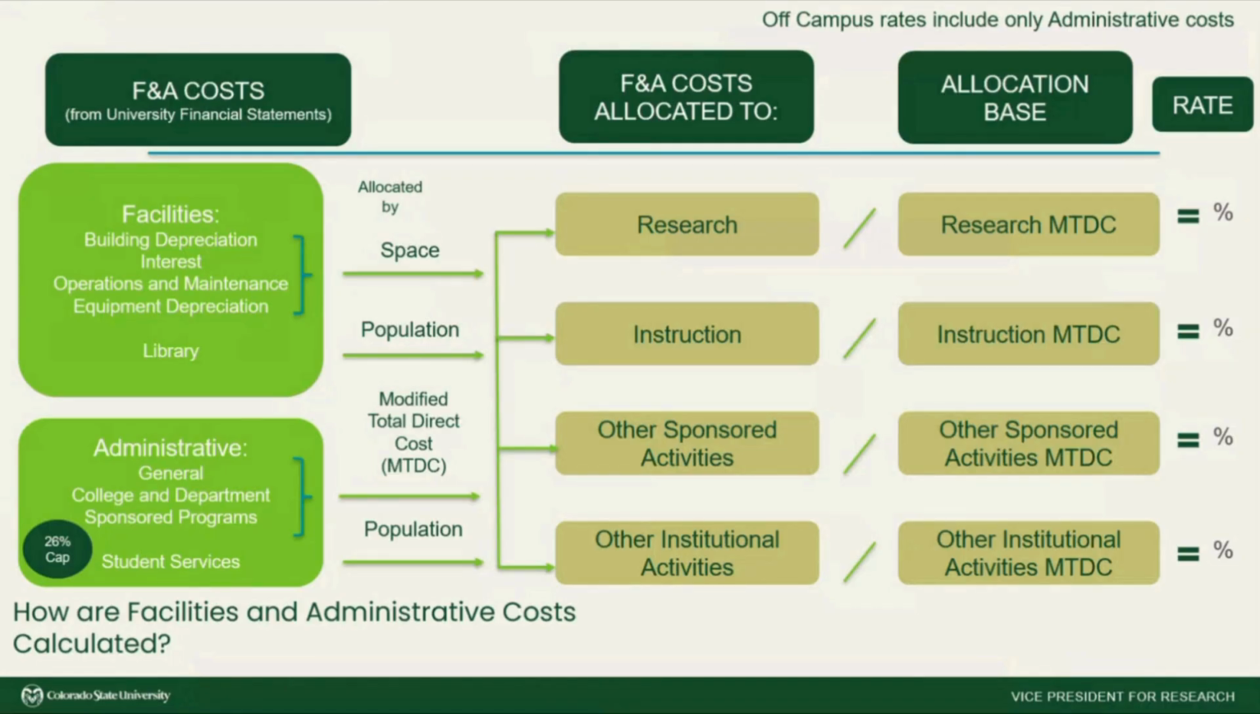If the base is bigger, holding the top of the fraction equal, if the base gets bigger, the rate goes down, right? So it's in their interest to make sure that the MTDC is as large as possible and at the top as small as possible. So the pool's costs are smaller.